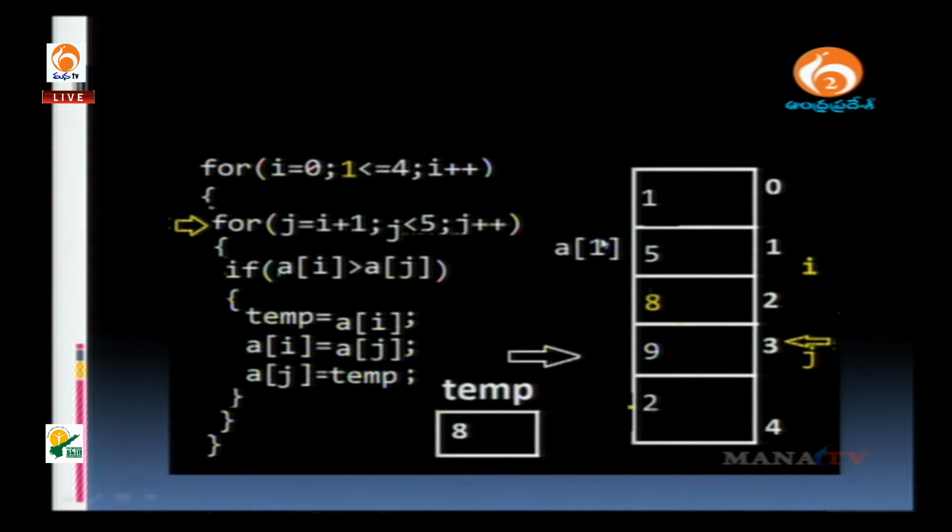Next, once this j plus plus is finished, the control comes to j less than 5, that is 3 less than 5, which is true. The condition becomes true. We know that whenever the condition in a looping statement becomes true, the body of that looping statement will be executed. This is the body of the inner for loop. Now the control enters the body of the inner for loop.